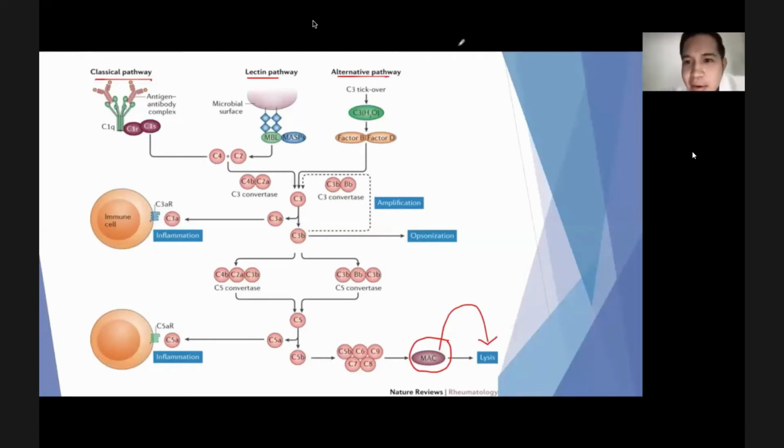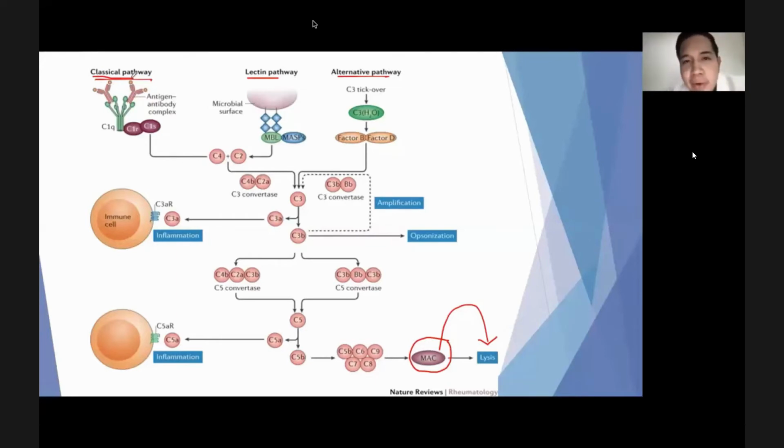Is that clear? So tandaan po yan. So, umpisahan natin kay classical pathway. Everything starts here kasi ito po yung unang-unang na-discover. Pero in real life, pwede silang sabay-sabay mangyari. Okay? So, i-discuss ko muna sa inyo yung pinaka-lolo na pathway, that is the classical pathway.